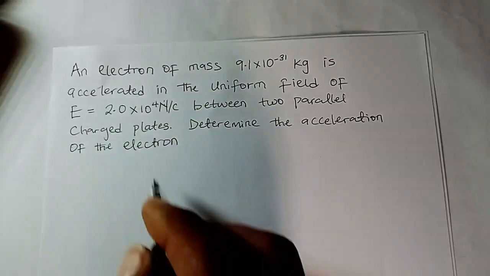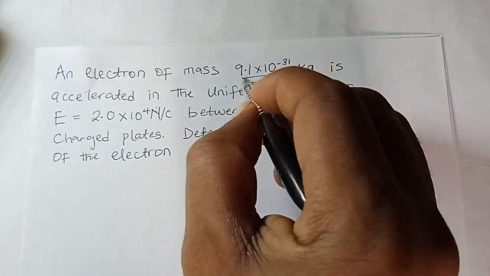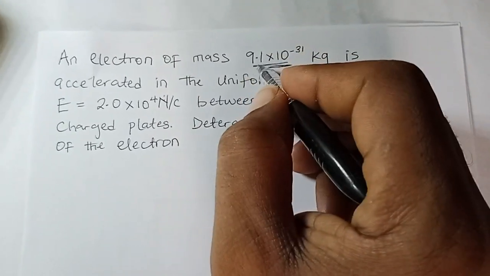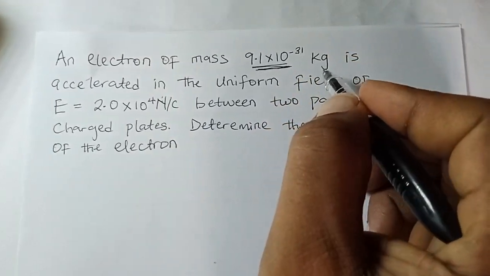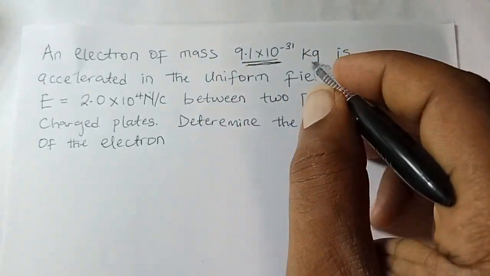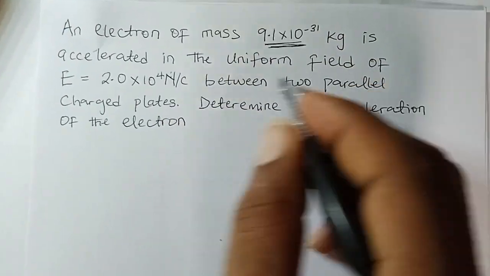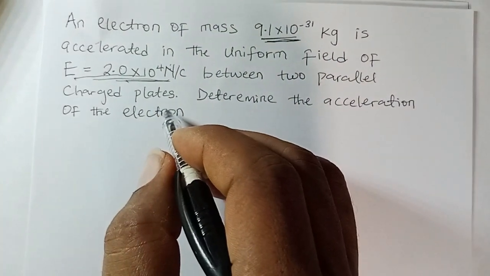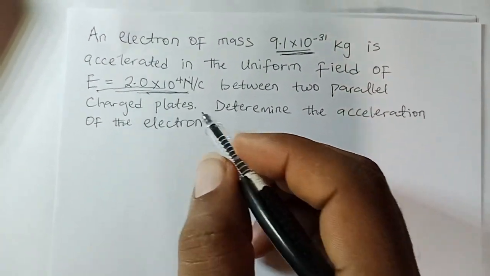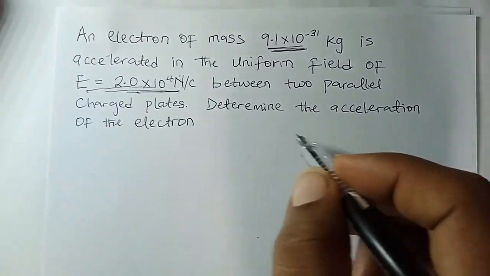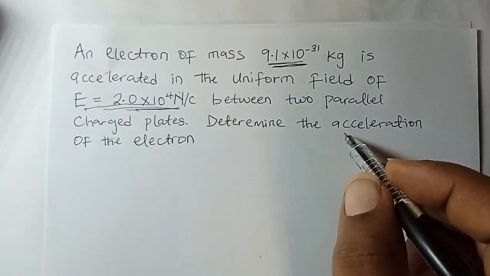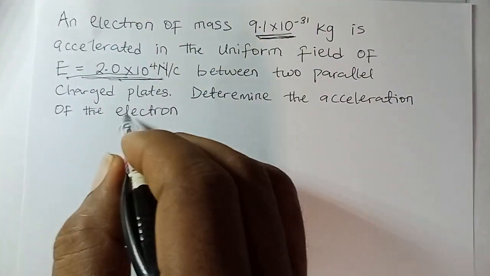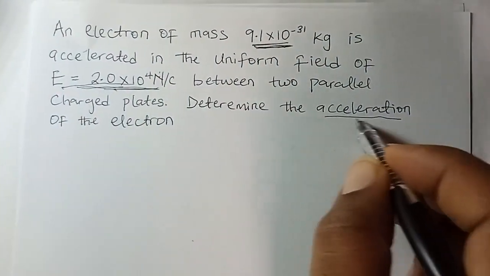The question says an electron of mass, they give you the mass. Remember, they don't always give you the mass. You should know the mass of an electron is constant, 9.1 times 10 raised to the power of minus 31 kilogram. So an electron of mass is accelerated in a uniform electric field between two parallel charged plates. You can just forget about every other detail they give you in questions. Those details might just be to confuse you. You just need to concentrate on the key points. They give you mass, they give you electric field, then they are looking for the acceleration.